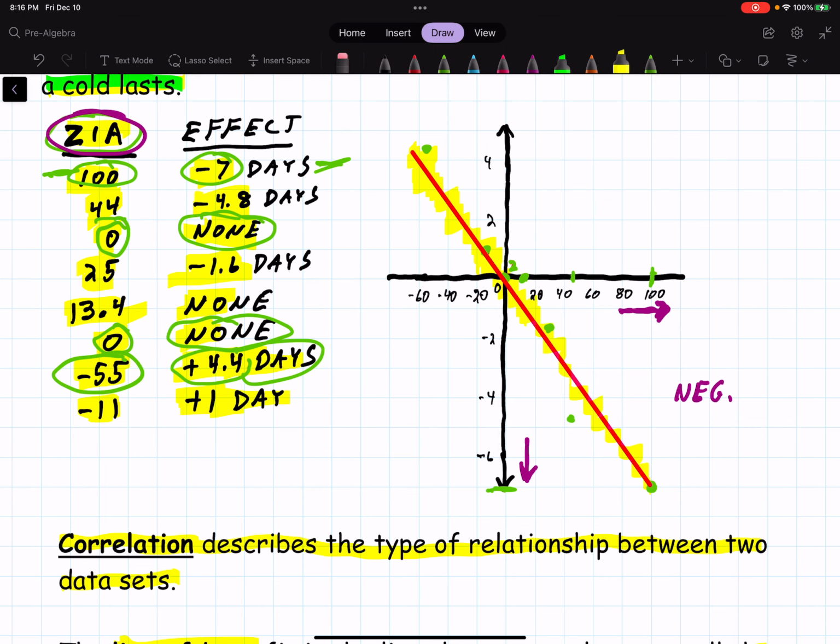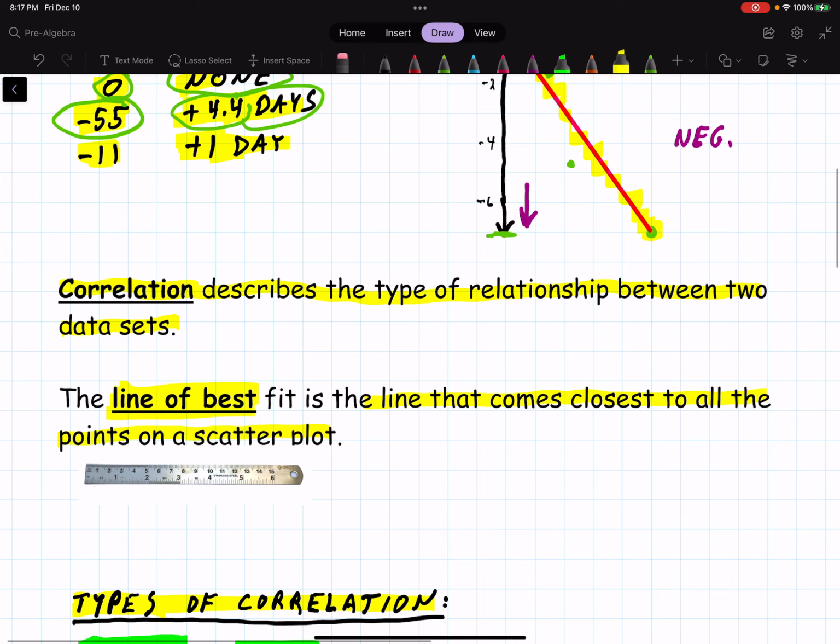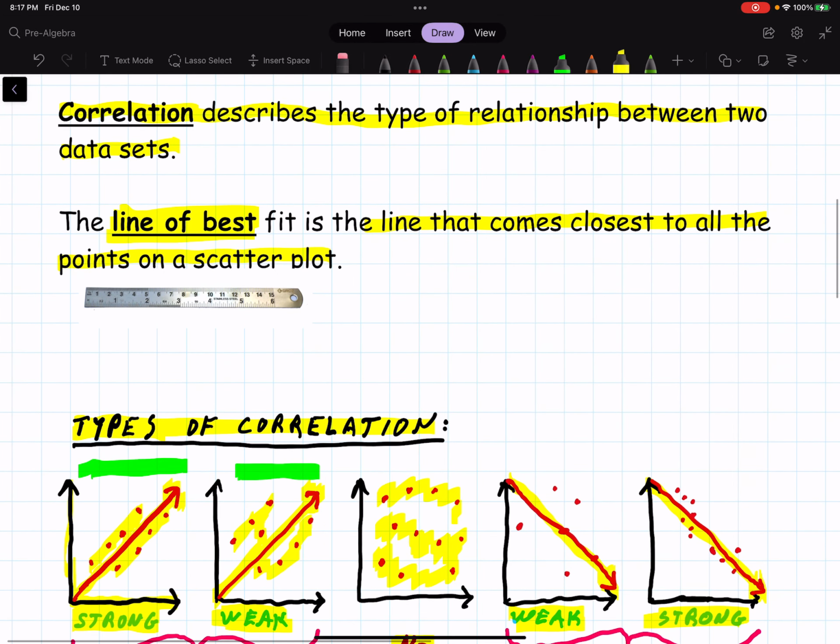If we take the lozenges with the most Zia medicine in them, our cold is reduced by the most time. So we got a negative correlation because as we got bigger with our Zia count, the strength of our lozenge, the number of days of having a cold went down. So we had one item going up in our data set and one item going down. And so that was a negative correlation. And remember that correlations just describe the type of relationship between two data sets.